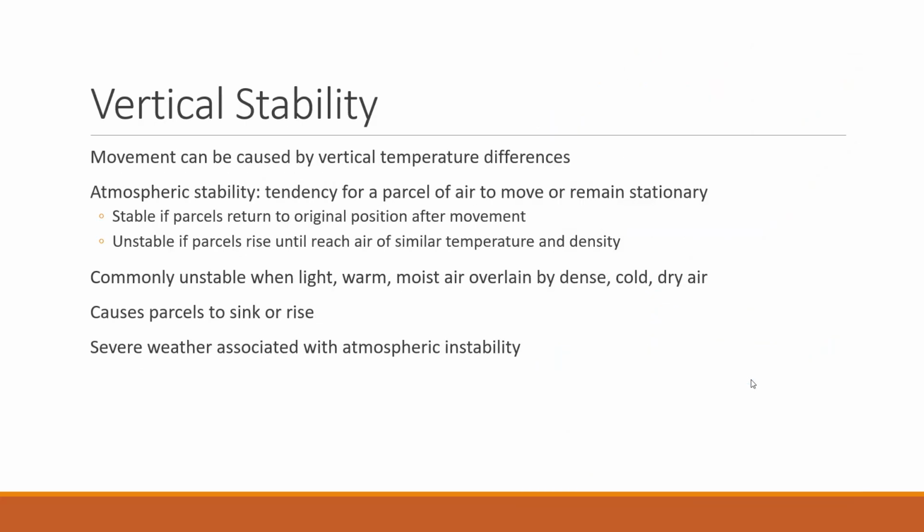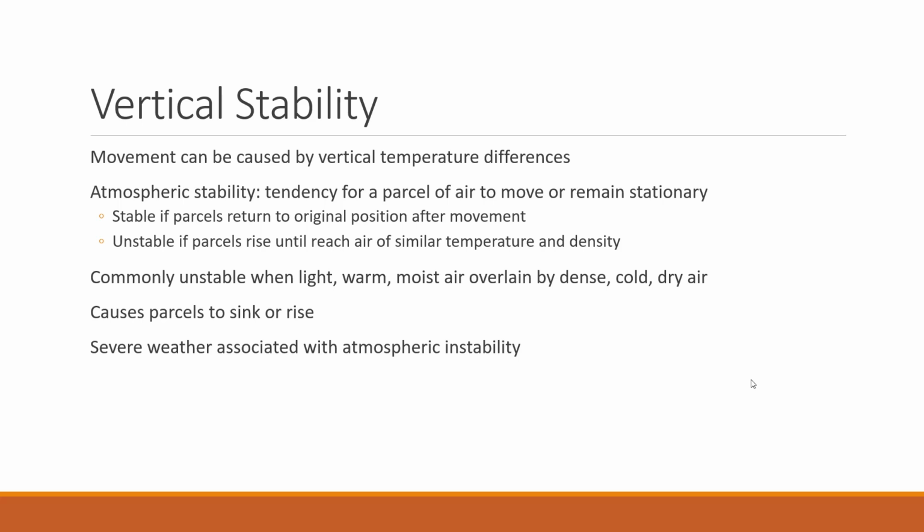Vertical stability is movement of air in a vertical sense. So we could have movement of air due to temperature variations. Stability is the tendency for a parcel of air to want to move or remain stationary. So if the air is in equilibrium with the air around it, it will not want to move, and that means it's stable. If the air is not in equilibrium, so if it's either hotter or colder, it will want to move until it's in the same state as the air surrounding it, and that is when we have unstable air.